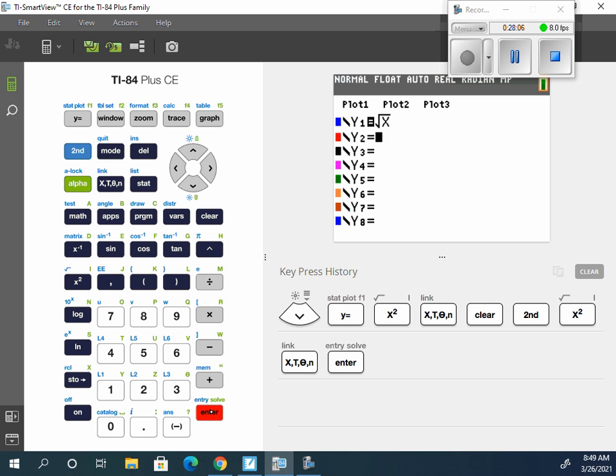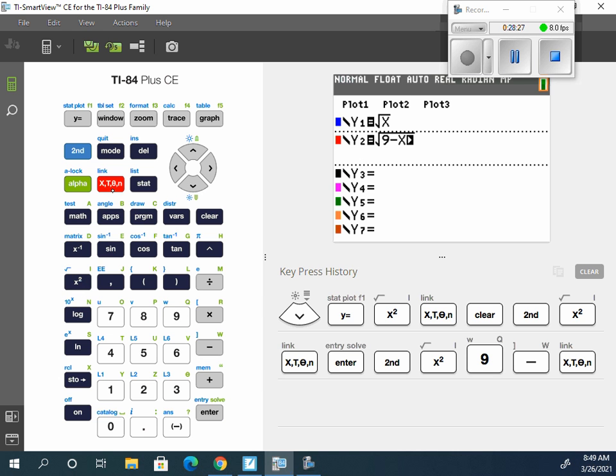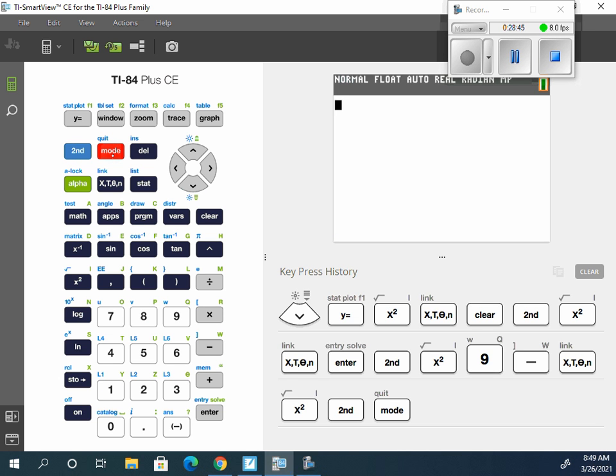So in y1, we'll have the square root of x. And then we'll go down to y2. Well, g of x is what? The square root of 9 minus x squared. We're going to go second square root 9 minus x squared. Any questions on this here? Okay. At this point here, we're going to go second quit. So you should be back at the home screen where you can type stuff in, do calculations, yes?